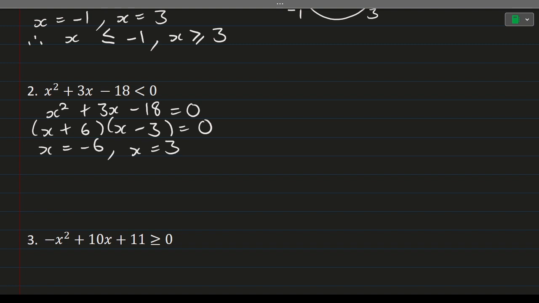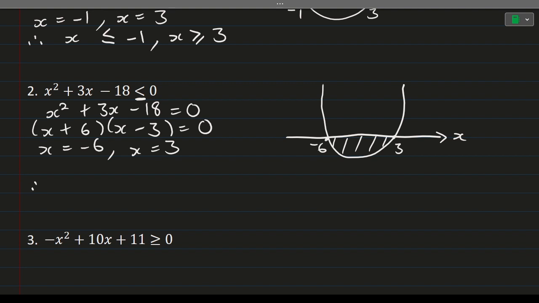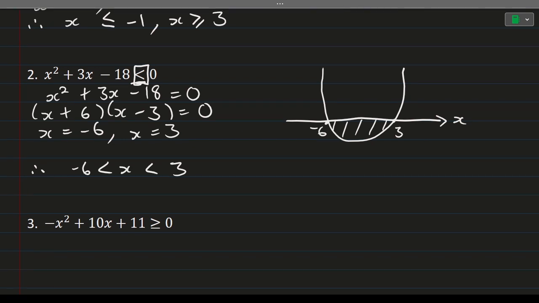Again, we'll sketch our curve and then our x-axis is here. Let's label this root: this is negative 6 and this is 3. This time we want the region where the curve is below the x-axis. So that's this region. That means our solution would be x is between negative 6 and 3. Notice how in the question they have not used a less than or equal to sign, so our solution should not have the or equal to part. Let's move on to number 3.